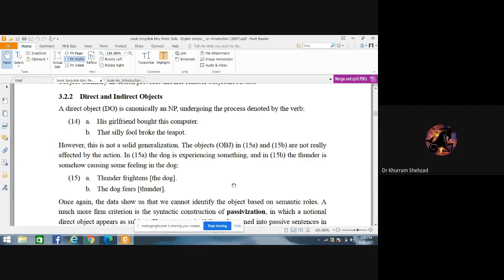So that is why he's saying in 15A, the dog is experiencing something. And in 15B, the thunder is somehow causing some feeling in the dog. Now please read.